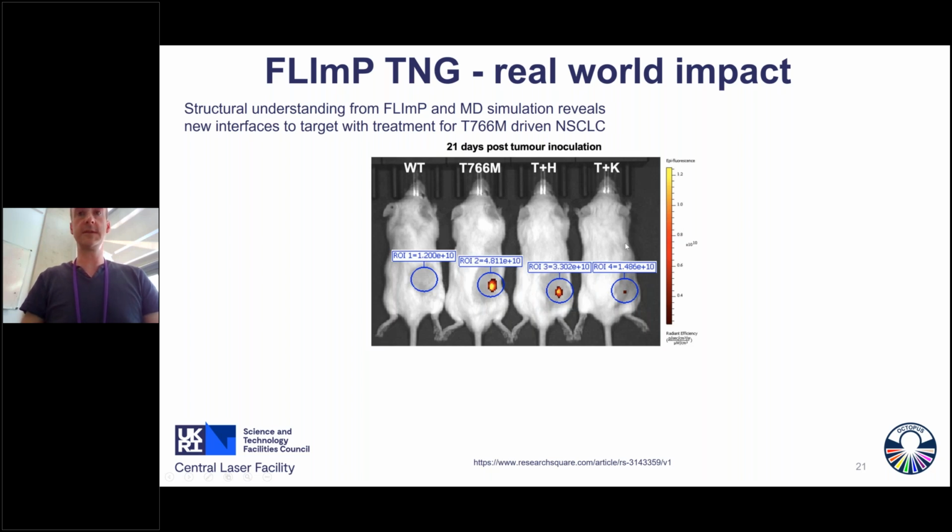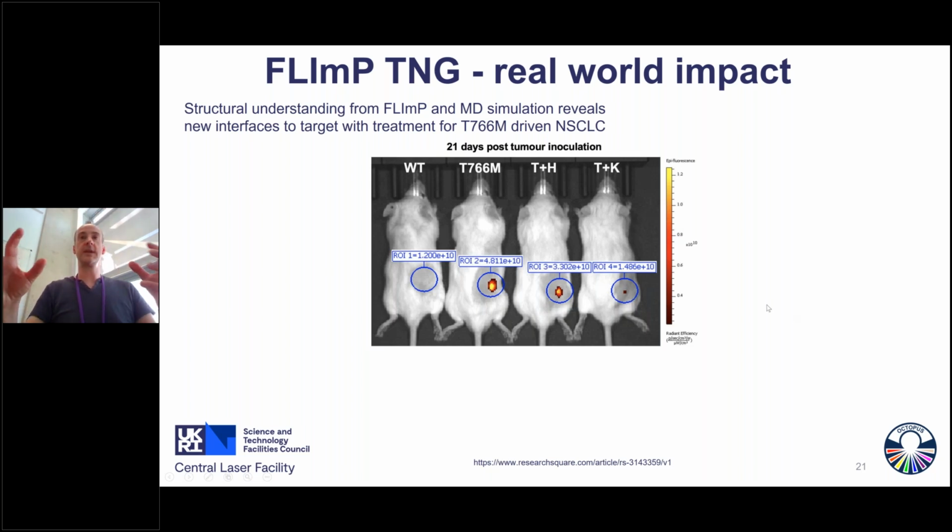This last one here is when interfered with, there's essentially a mutant that disrupts an interface which inhibits both oligomerization and phosphorylation, and you can see that essentially inhibiting this interface we identified has almost completely wiped out the tumor.